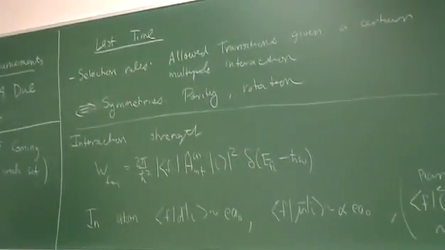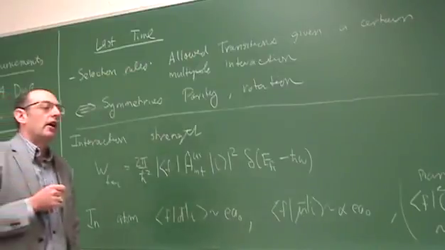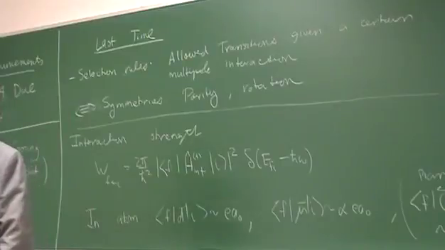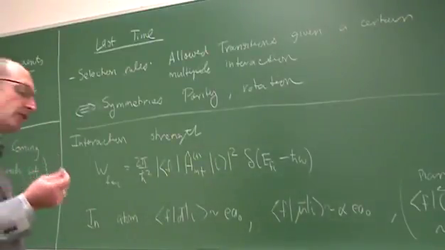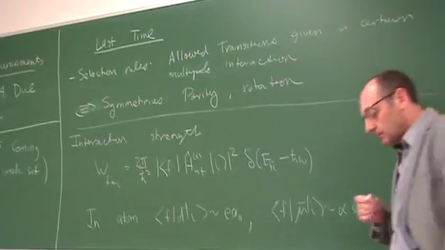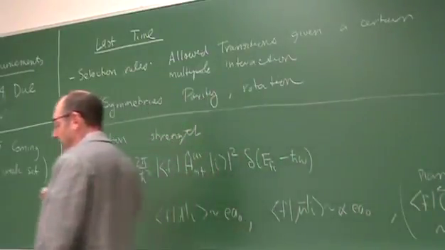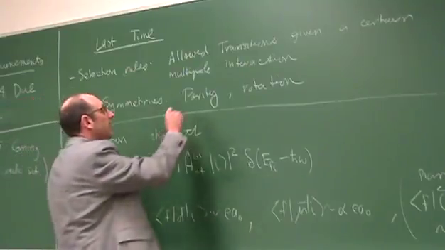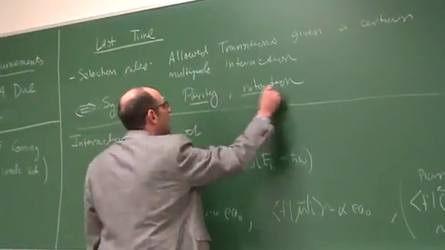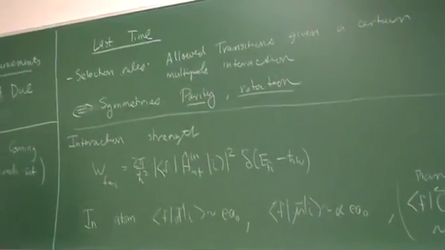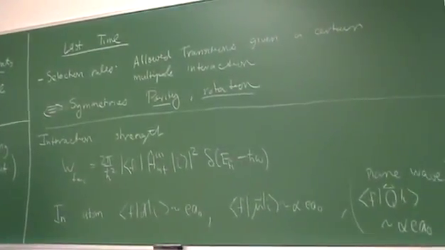And selection rules are dictated by symmetries. So the selection rules for the allowed transitions are determined by the symmetries of the system. And in particular, they are dictated by parity symmetry and rotation symmetry. Those are two important symmetries that determine the allowed transitions.